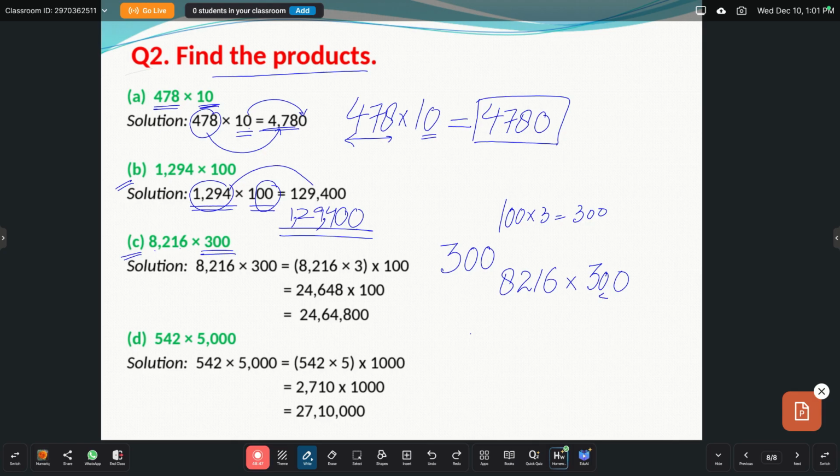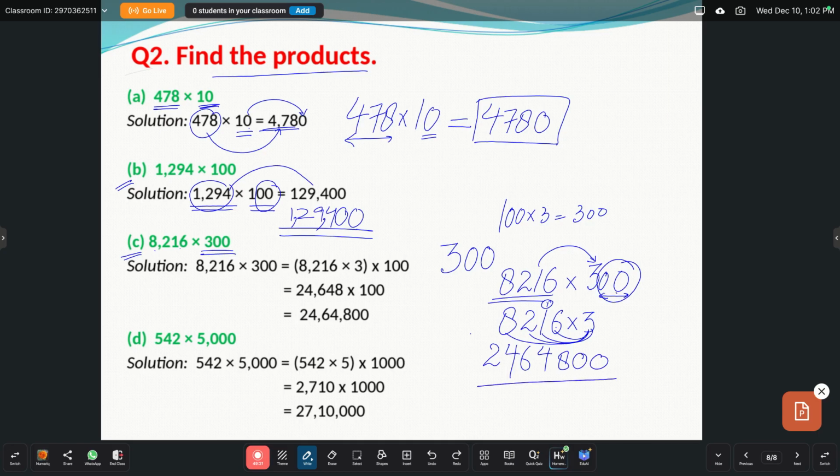Okay, I told you, ignore these zeros first and multiply this multiplicand with the number here. So I will first multiply 8,216 by 3. When I multiply this, what will be the answer beta? See beta, here it is 6 3s are 18. I will write down 8 here, 1 will be carried to this. 3 1s are 3 plus 1 is 4. 3 2s are 6 and 3 8s are 24. After writing this, what do I have to do? I have to put these two zeros on the right side of this. So this is my required product.